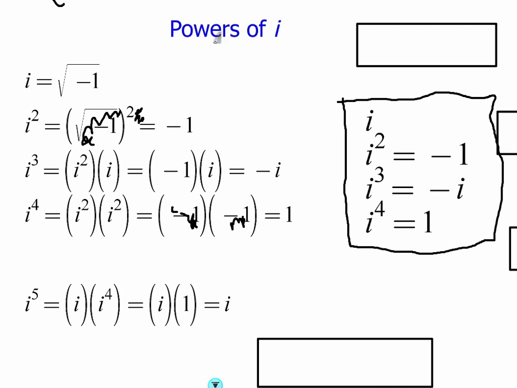And if I want to continue this pattern out, I know i to the 5th is the same thing as i. And then i to the 6th power is the same thing as i squared, so that's going to be -1. And i to the 7th is going to be the same thing as i cubed, so that's going to be -i. And i to the 8th power is going to be the same thing as i to the 4th, so that's just going to be 1. So if I know these 4 powers of i, I can figure out any other power of i.